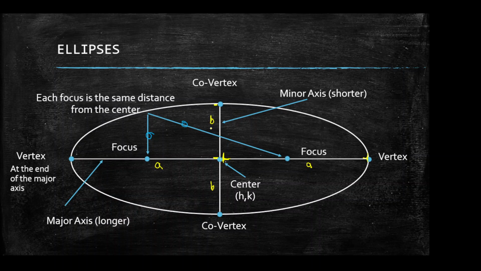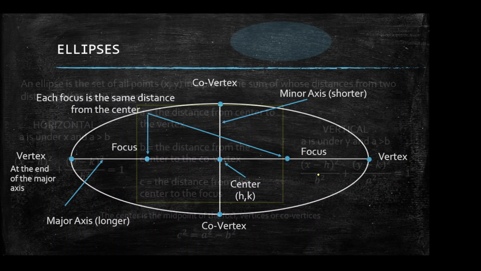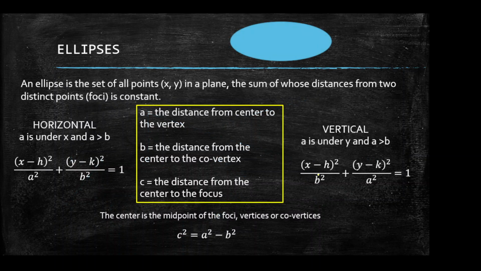Now, remember, a circle is a special ellipse where A equals B, right? Then both of my vertices and my co-vertices are going to be equal to each other, because that distance is called the radius. All right, so what does this all do for me? Well, now we've identified all the different characteristics in here. Let's look at some formulas.